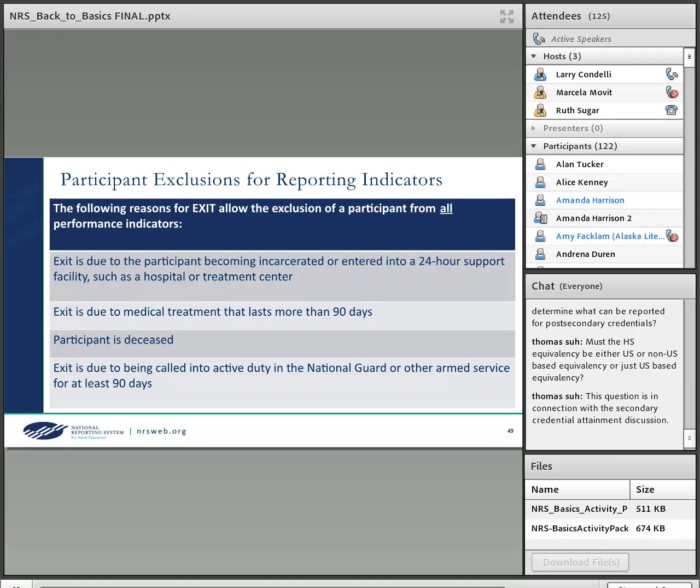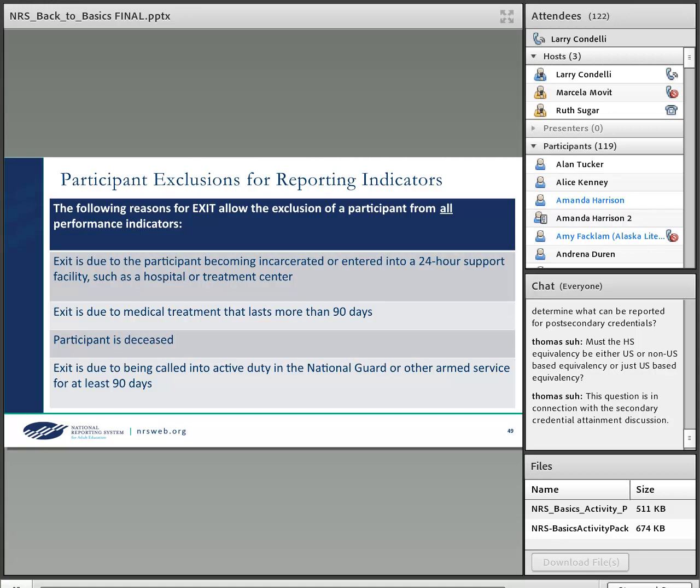You can exclude, or you should exclude, these participants from all the performance indicators if they meet these conditions: they exited because they got incarcerated or entered a 24-hour support facility such as a hospital or treatment center for medical treatment, the participant is deceased, or they were called into active duty in the armed services for at least 90 days. So any participant that falls into these categories, you exclude them. You don't have to report performance indicators.